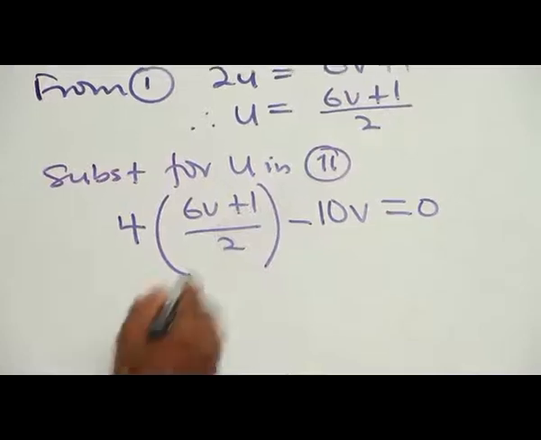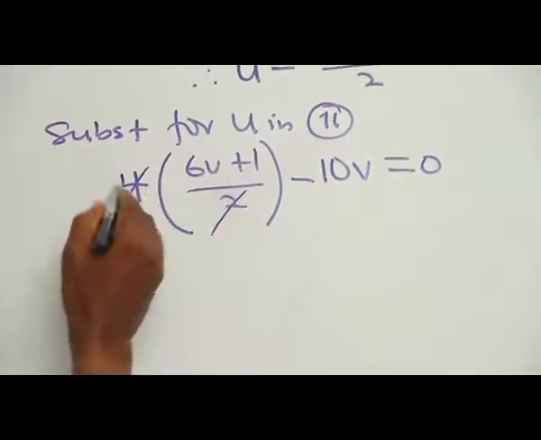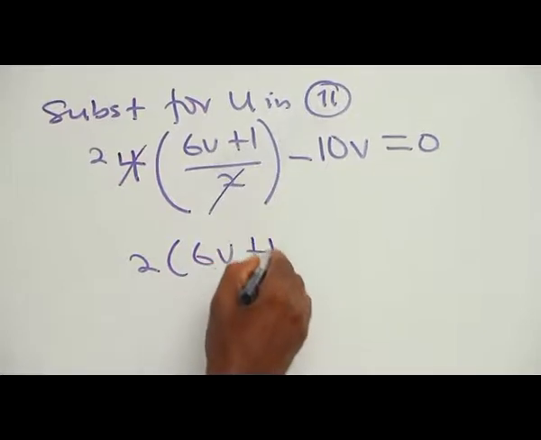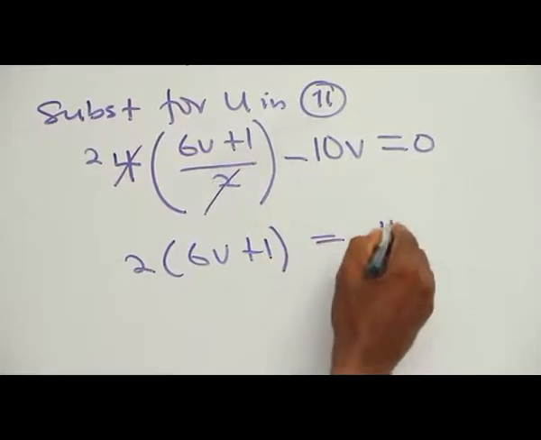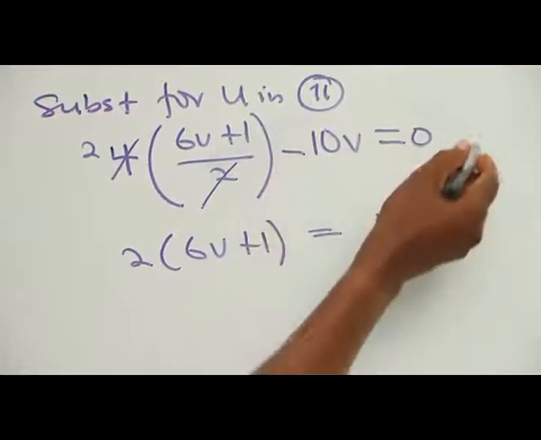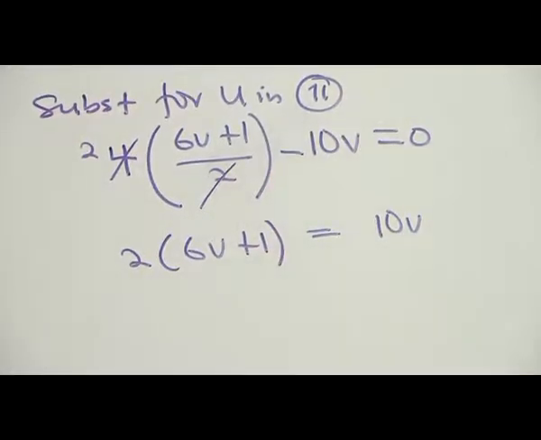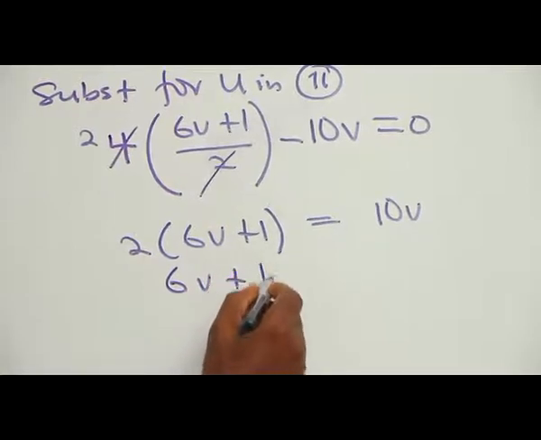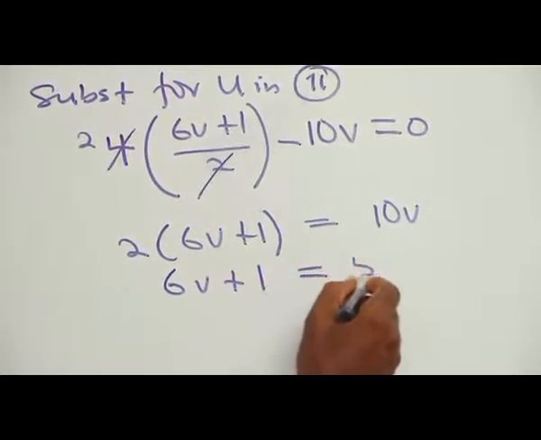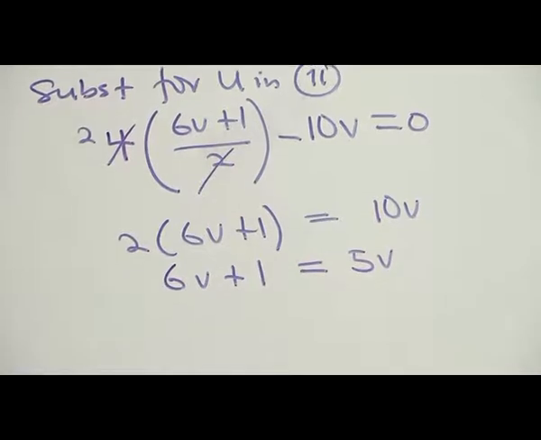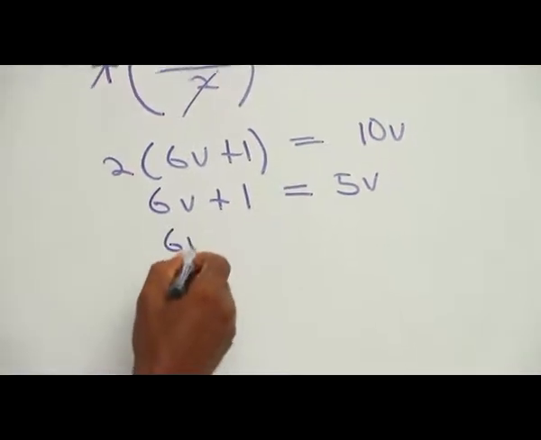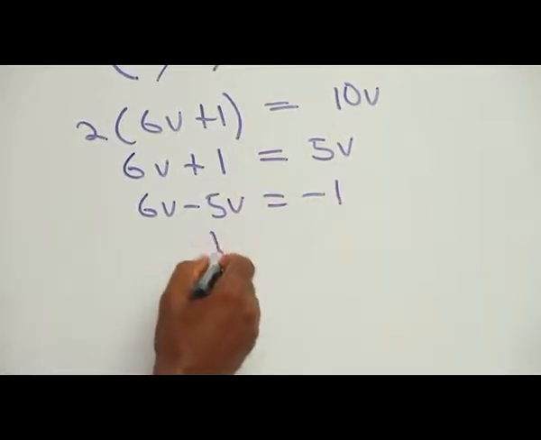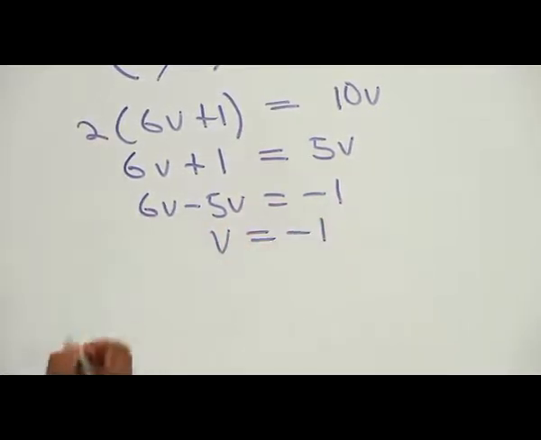The 2 here, we cancel 4 to give you 2, so you have 2 into 6V plus 1 is equal to 10V. When you take minus 10V to the right hand side, it becomes positive. Divide all through by 2, you have 6V plus 1 is equal to 5V. For like terms, your 6V minus 5V is equal to minus 1. So your V is equal to minus 1.